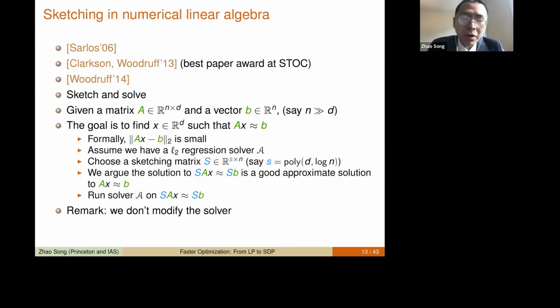One important remark I want to make here is that usually the way we use sketching, we use it as a black box. We just apply it to the data. We don't modify the solver.